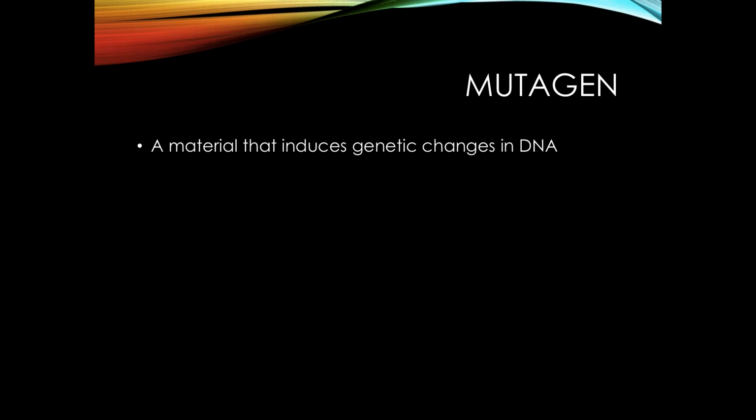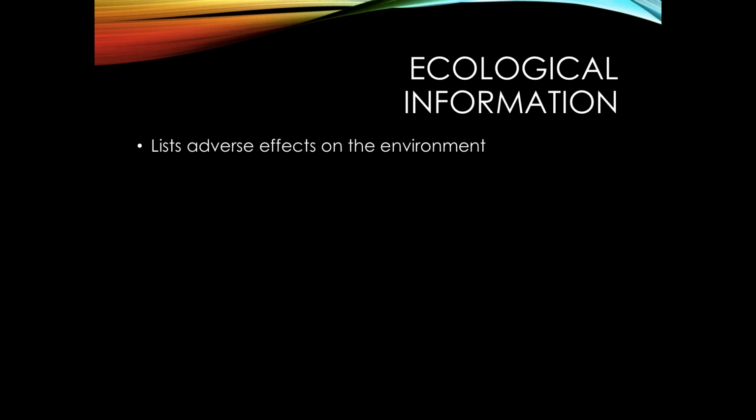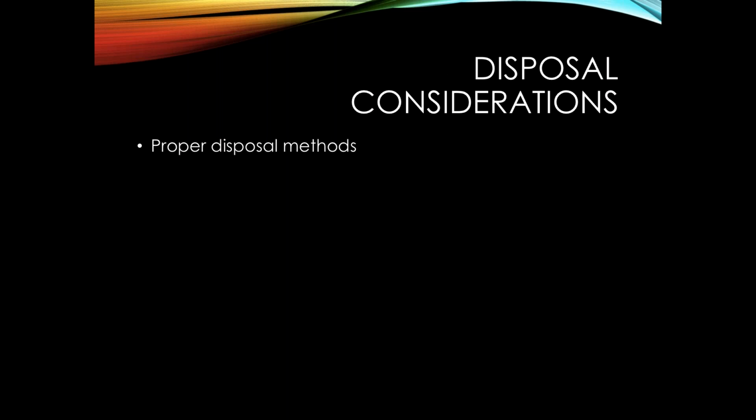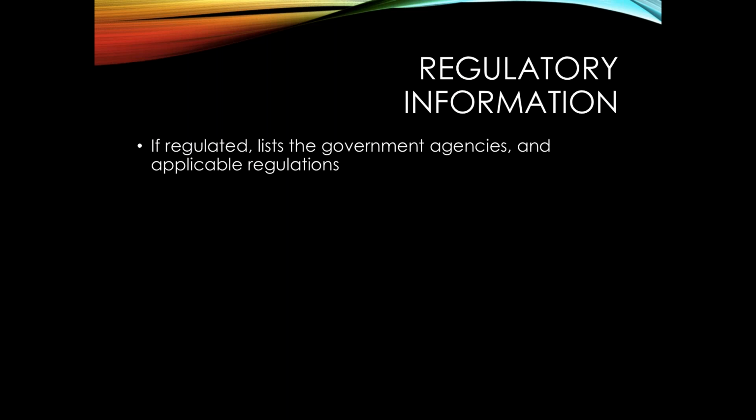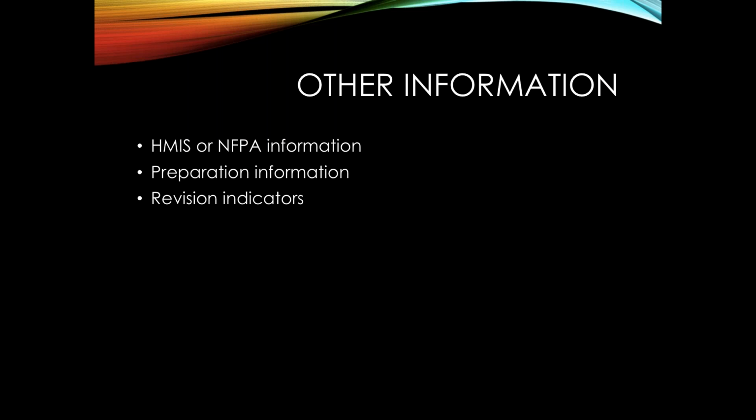Mutagen, so this is any material that causes genetic changes in your DNA. Ecological information, which lists adverse effects on the environment. How to dispose properly, so disposal considerations. Transport information and shipping information, how it's going to be shipped, how it's stored. Regulatory information, if regulated, lists the government agencies and applicable regulations that have to be there. Then any other information, like preparation information, revision indicators, or HMIS or NFPA information as well.